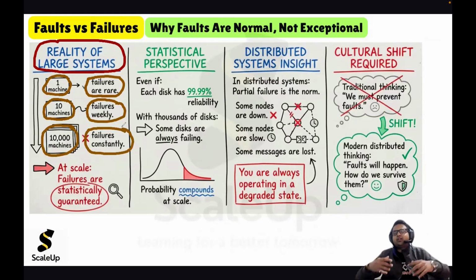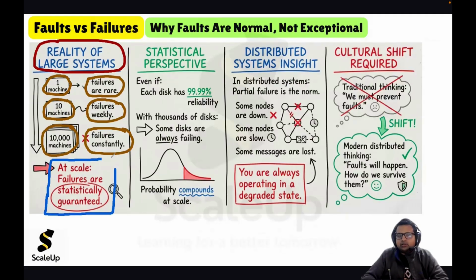So the idea is that as we are adding more and more nodes, we are making the system more and more complex, and failures will become normal. At scale, failures are statistically guaranteed. This is a very important observation. Any software, after a point of time, has to scale, like any web application. And when we keep on scaling it, failures are statistically guaranteed.